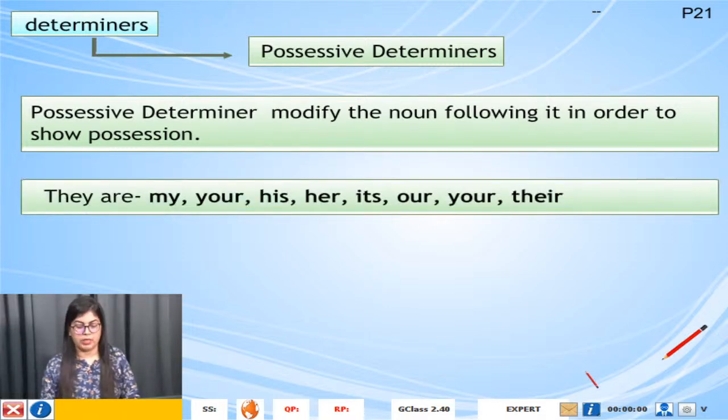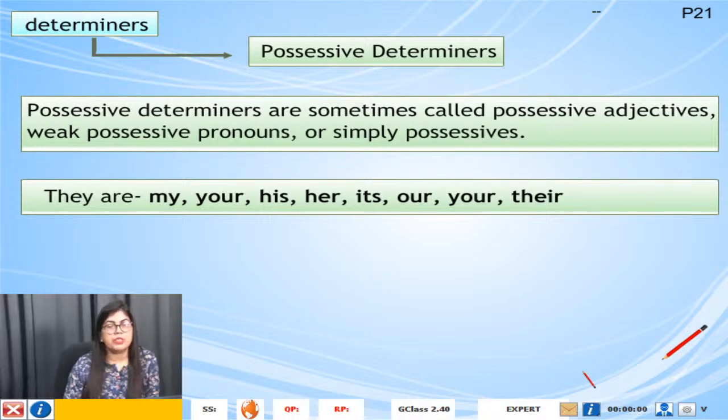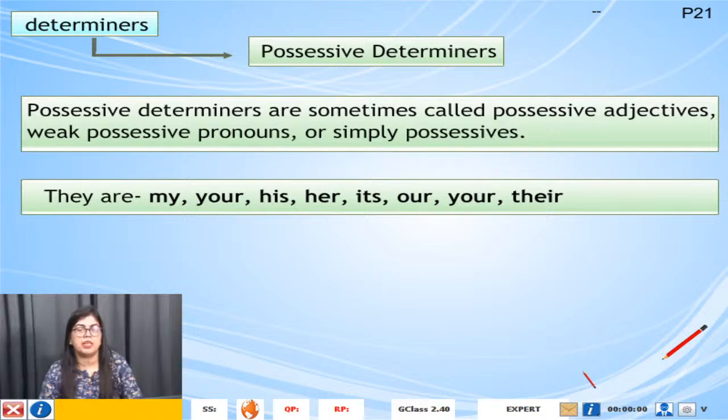Very good. They are my, your, his, her, its, our, your and their. Possessive determiners are sometimes called possessive adjectives, weak possessive pronouns, or simply possessives. There are many other names for possessive determiners. Clear, all of you?